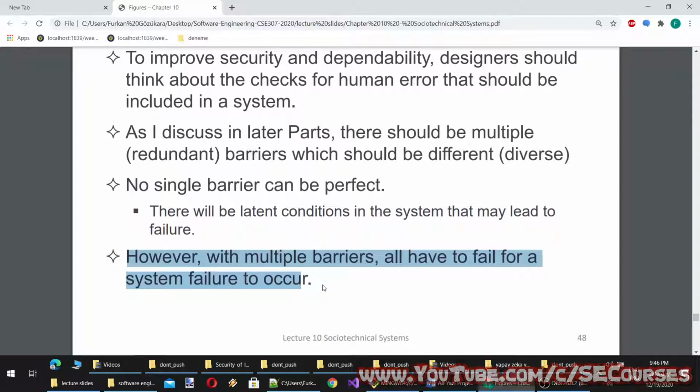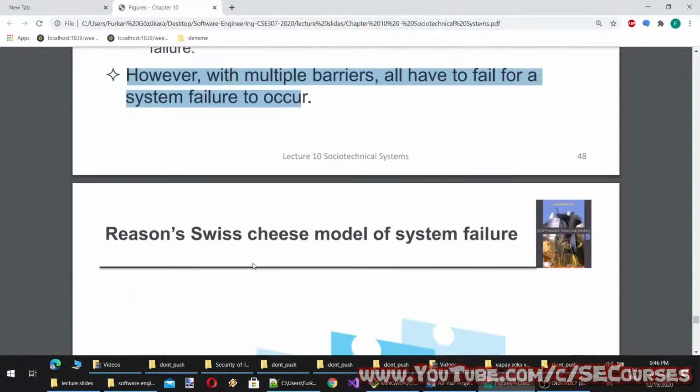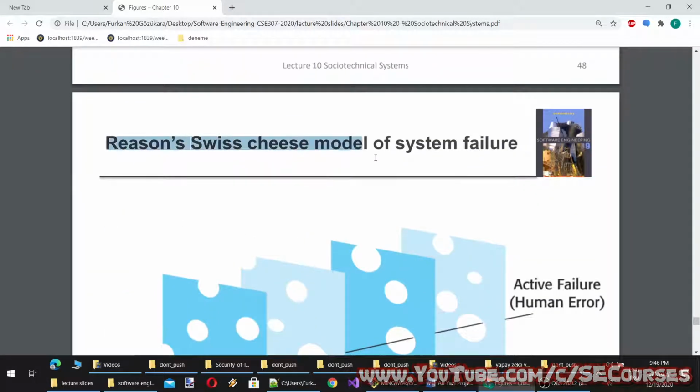especially in critical systems, health critical systems or such systems. Failure is not an option, is not acceptable. Therefore, it is really important.